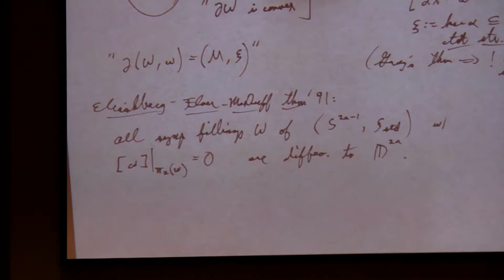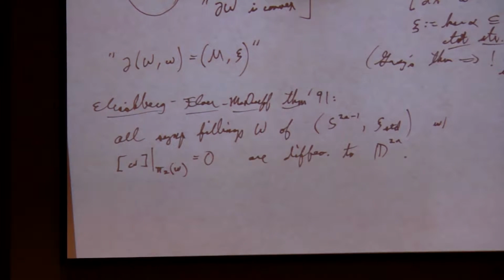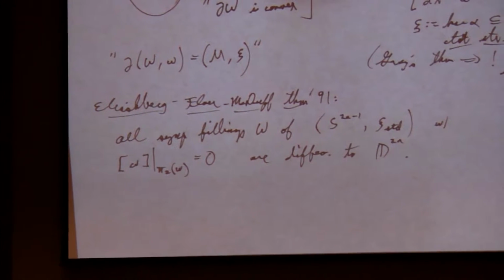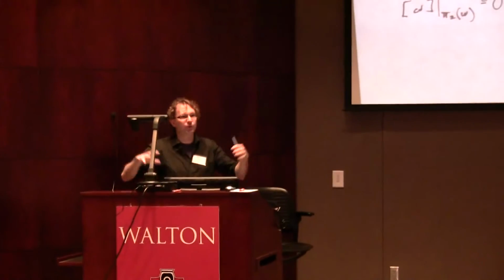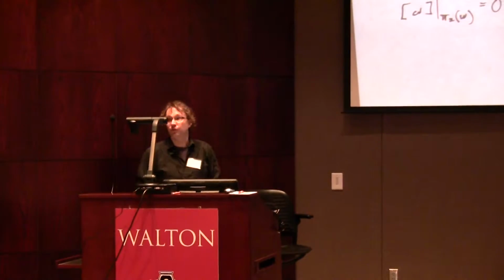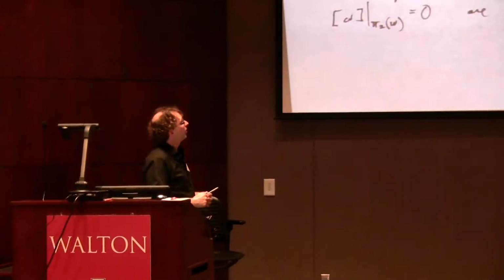We can say that all fillings of the standard 3-sphere are symplectomorphic to either the ball with its standard symplectic structure or some deformation of this, which you would obtain just by moving the boundary to a different star-shaped energy surface, something like that. Okay, so that's a much stronger result.